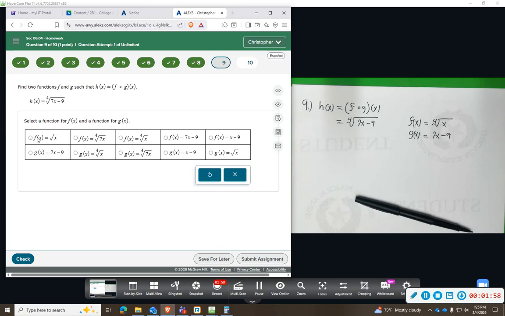So right now I have f as the 4th root of x, and so I'm going to find if they have one like that. They do right here. F is the 4th root of x, and then g to be 7x minus 9. G right here. So these two functions would work.